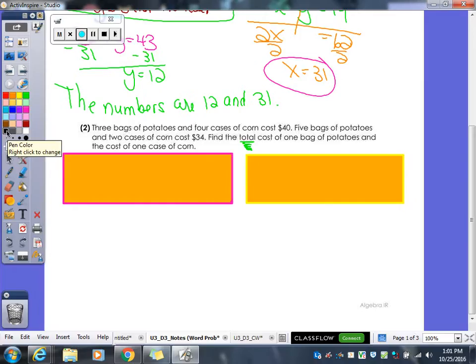So it says we have potatoes and corn, right? 3 bags of potato and 4 cases of corn cost $40. So I'm going to let P equal bags of potatoes, and I'm going to let C equal cases of corn. We want the cost of them. So our answer is going to be a money answer. So P equals potatoes, C equals corn. Then we're going to do our equations next to it.